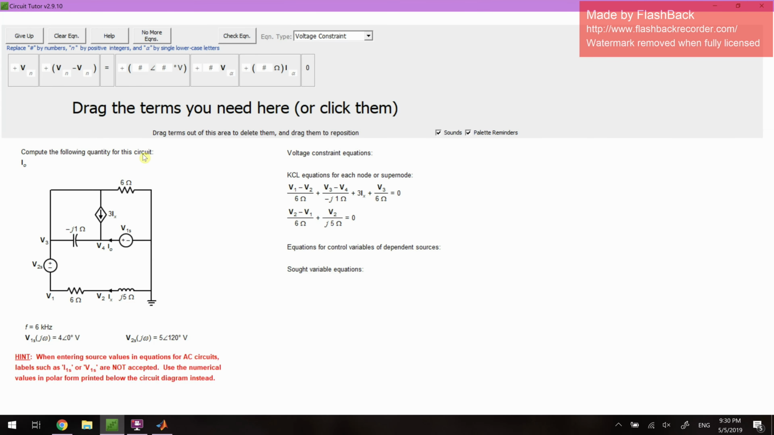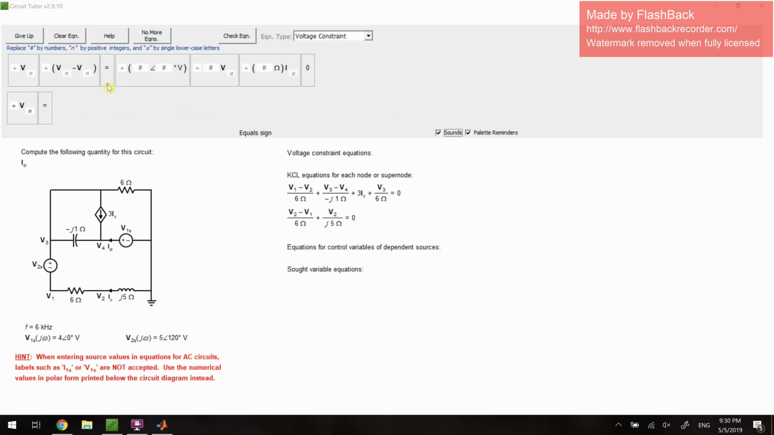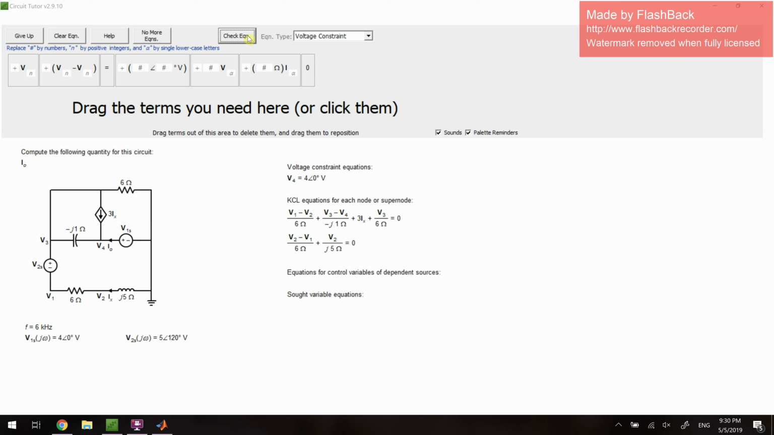So as always, we start with our voltage constraint equations. I'm going to look at V1S first. On the left-hand side, we have V4. On the right, we have the ground. And that would mean that V4 minus 0 is just V4. And we can assign that to the value of V1S. Check the equation, and it works.